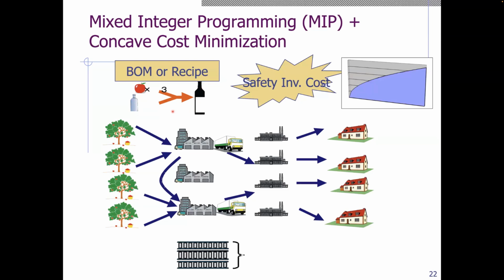We also incorporate the safety inventory cost into the model that is a concave function of the flow volume through the arc due to statistical economy of scale that we'll discuss later. Usually, the concave cost minimization problem is difficult. It is called NP-hard. That means it's probably impossible to find an efficient algorithm to solve it in general.